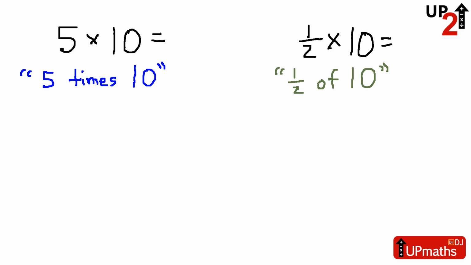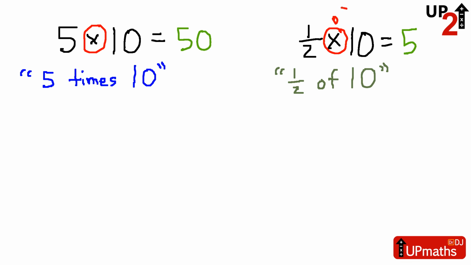Have a go at this in your own time if you like. What is 5 times 10? That's 50. What is a half of 10? 5. Why did I just do this? Because I want to highlight something. What does this mean? It means times, doesn't it? Except it doesn't always mean times.